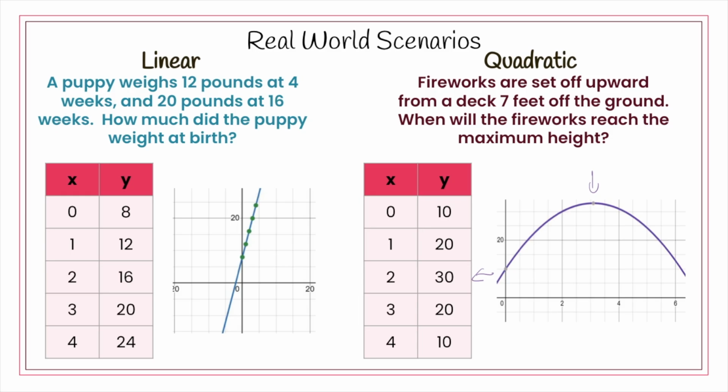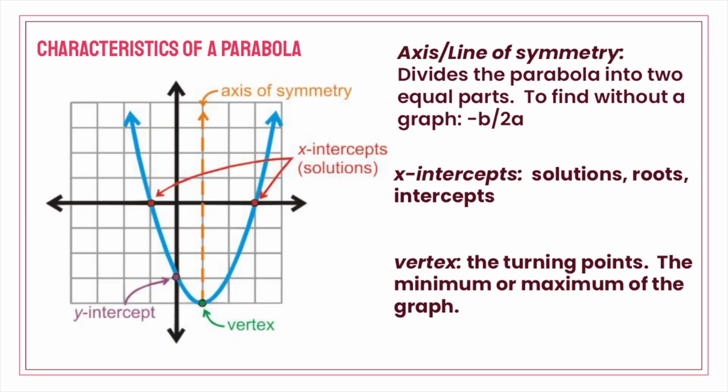Now let's go ahead and take a look at more information about the parabola. So here we can see the characteristics of our parabola. So a parabola has an axis of symmetry, also known as the line of symmetry, and this divides the parabola into two equal parts. To find it without a graph, you would take negative b and divide that by 2a. If you see your graph, you're going to just draw a straight line down from your vertex.